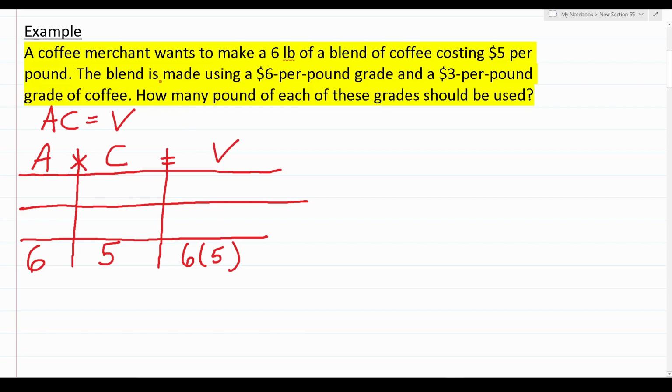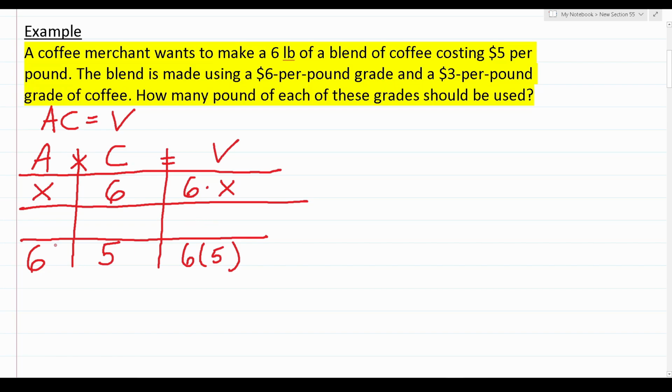It says the blend is made using a $6 per pound grade. All right, so I'm going to represent that in this first row. We know the cost of that blend is $6 per pound, but we don't know how much of it we're going to use. So I'm going to represent that with an X. So the value for this first row is 6 times X, or just 6X.